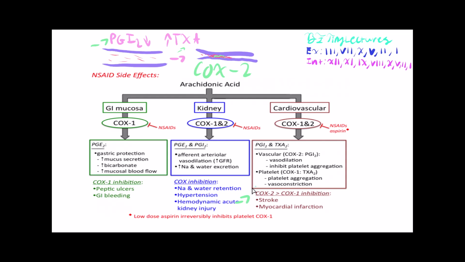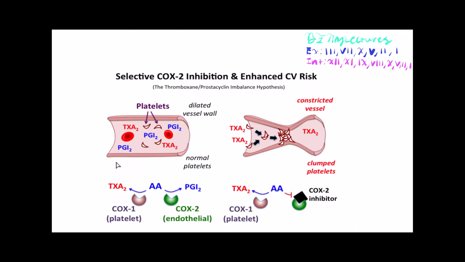So that's what they're saying over here. If we inhibit cyclooxygenase number 2 more than the cyclooxygenase number 1, we have an increase for strokes and we have an increase for heart attacks. And we're going to look at a picture that just summarizes what I just said. So now you can notice that prostacyclin, PGI2, is going to keep this vessel wall dilated. However, if we use a very strong cyclooxygenase number 2 inhibitor like Celebrex, well, guess what?